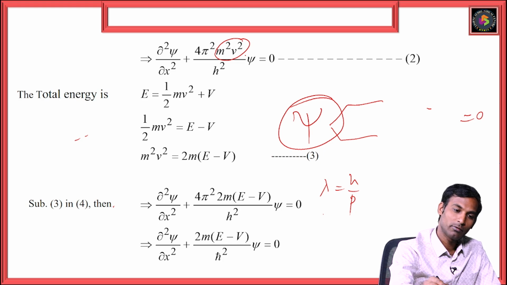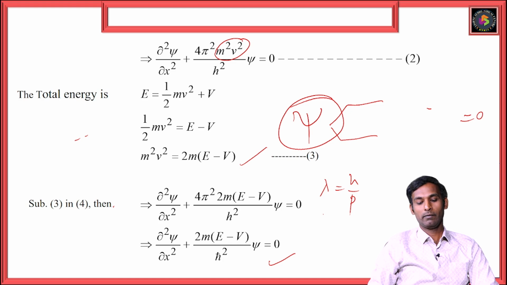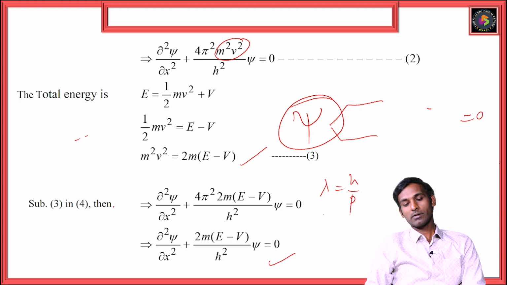After equation number 2, we substitute that the total energy is equal to kinetic energy plus potential energy, and we will get the formula. After substituting 3 in 4, we get the Schrodinger time independent equation. This is the Schrodinger time independent equation.